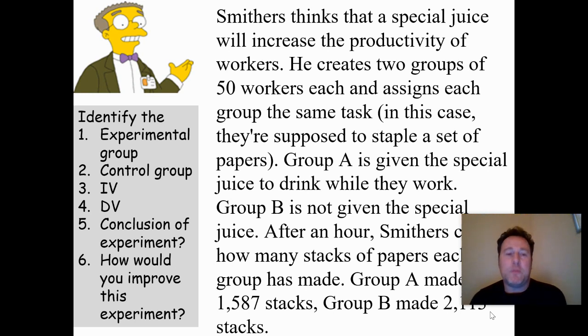What is the experimental group? Is it group A or group B? It's group A. The experimental group got the drink. The drink was supposedly going to cause better work. And so group B is the control group because they did not receive the drink. What is the independent variable? The independent variable is what you do to the experimental group that you don't do to the control group. So the independent variable would be the drink.